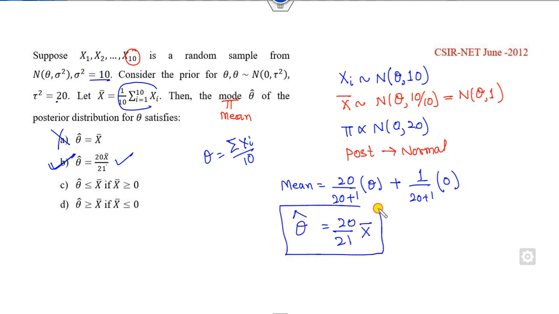Fine. Now look at the third option. Whenever x bar is greater than 0, what is the meaning of that? Because 20 over 21 is less than 1, when x bar is greater than 0, this is less than x bar. It is the correct option. Whenever x bar is less than 0, that's negative. Once it's negative, this number is less than 1, so this ratio will be greater than this one. So the right answers are B, C and D.